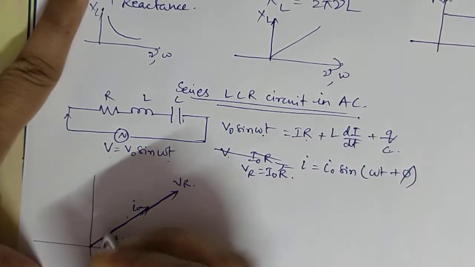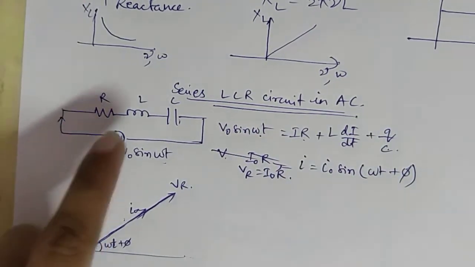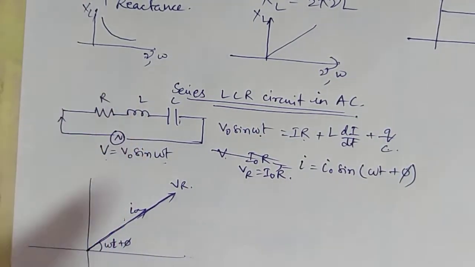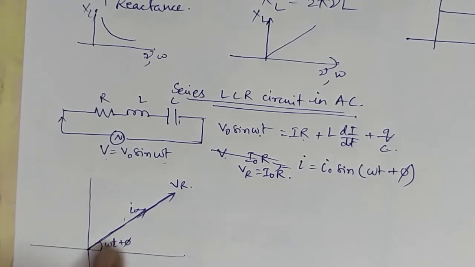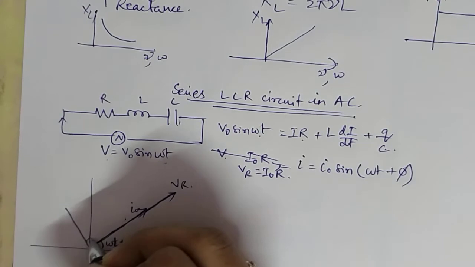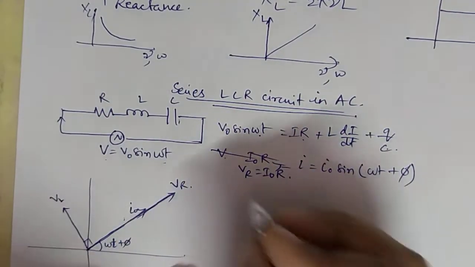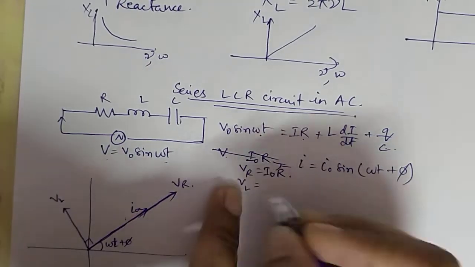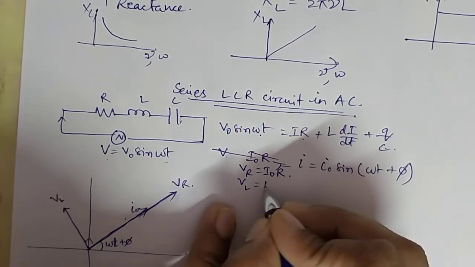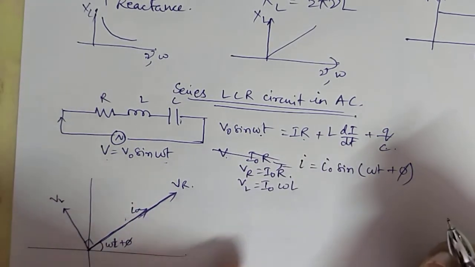Then the peak value across L. For L, we know that in an inductor voltage leads current. So this is the current direction, voltage leads current by pi by 2. So this 90-degree angle you will draw, this will be your VL, the voltage across L. What will be the peak value of voltage across L? It will be I naught omega L, that means I naught XL.